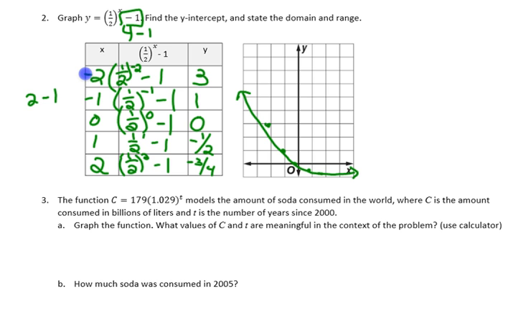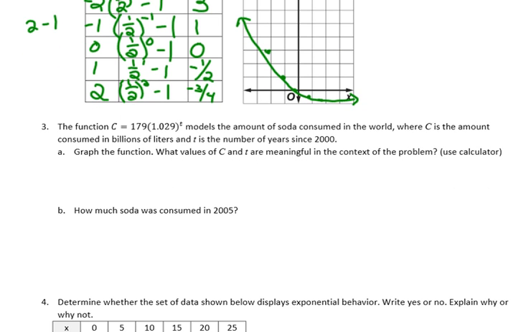So the function C equals 179 times 1.029 to the T models the amount of soda consumed in the world, where C is the amount consumed and T is the number of years since 2000. So 2000 kind of counts as 0. Graph the function. What values of C and T are meaningful in the context of this problem? Use your calculator.